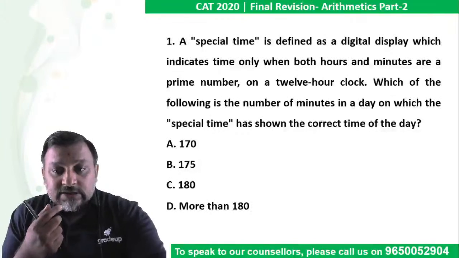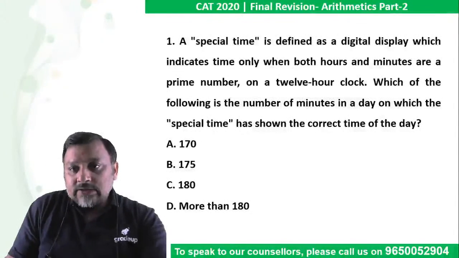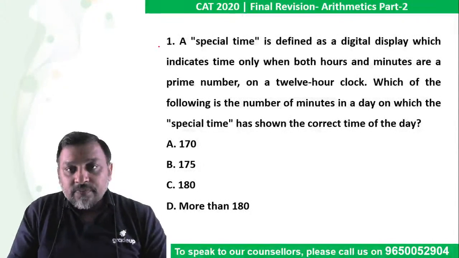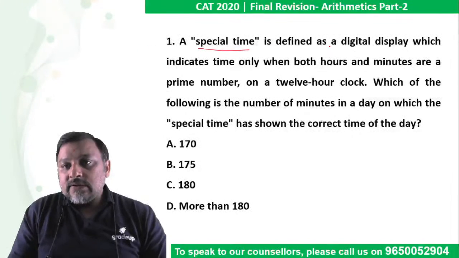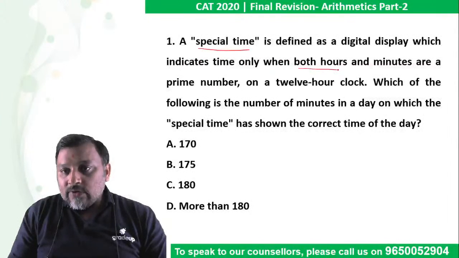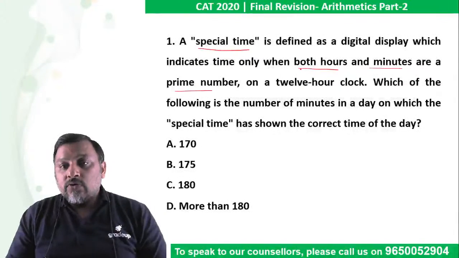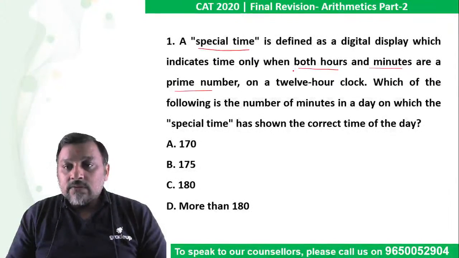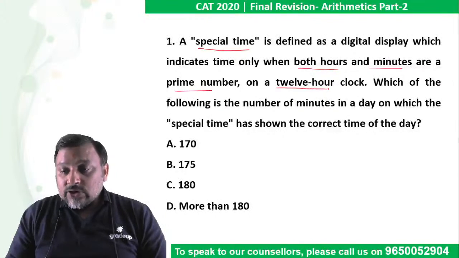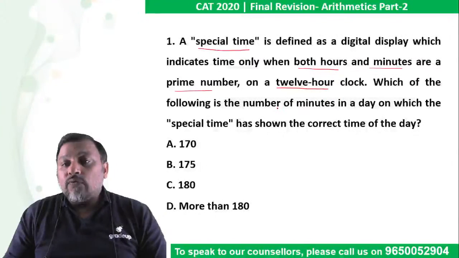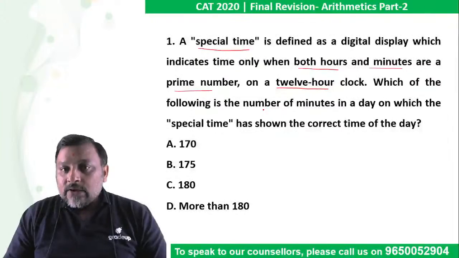Okay, so let's discuss this since I have not got any correct answer till now. See, it is given the special time is defined when both hours and minutes are prime numbers, and this is a 12 hours clock. So I need to find how many times in a day the special time also indicates the correct time of the day.